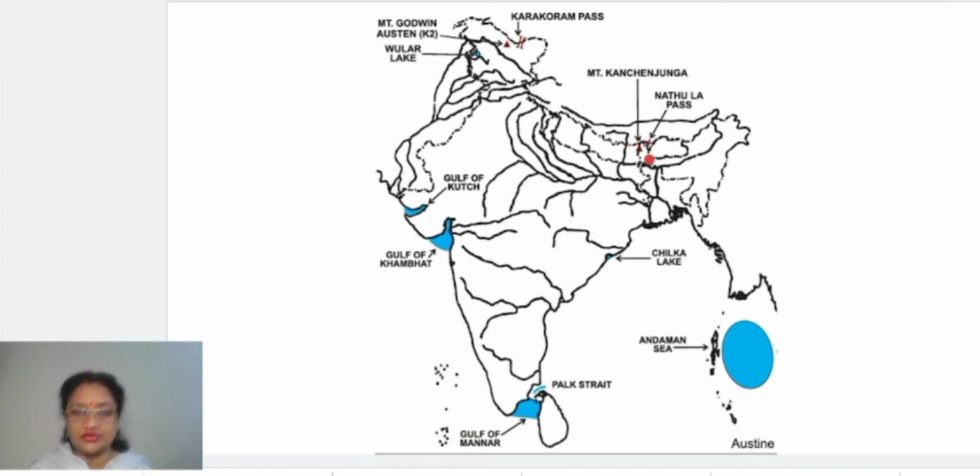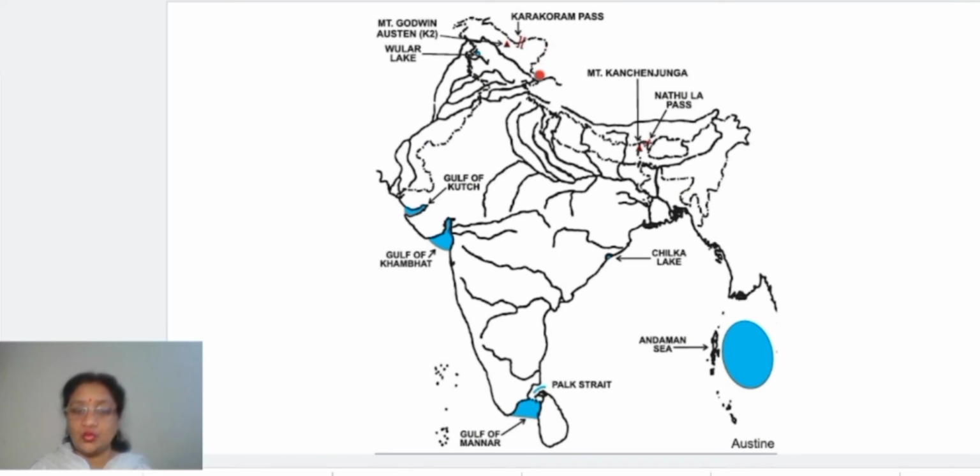Now come to the second one. The second peak which we have to show here is Mount Kanchenjunga, where the Nepal and India border is. Again, we have come back to Sikkim. This is the point exactly where Mount Kanchenjunga is. This is Mount Kanchenjunga. Again, you have to mark it with a small triangle colored brown. So it's done. 2 peaks we have done and 2 passes we have done. Now let's talk about the lakes.